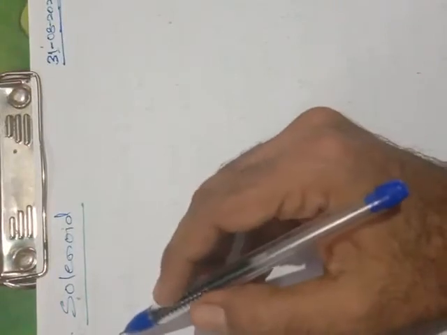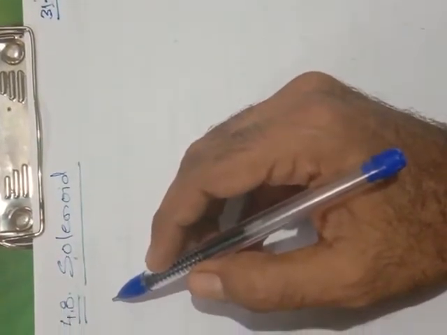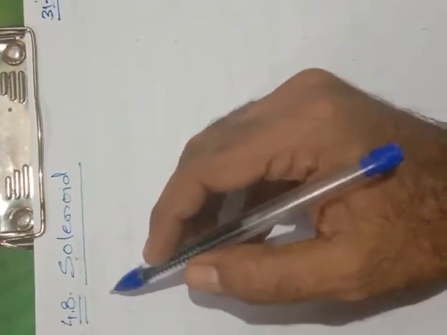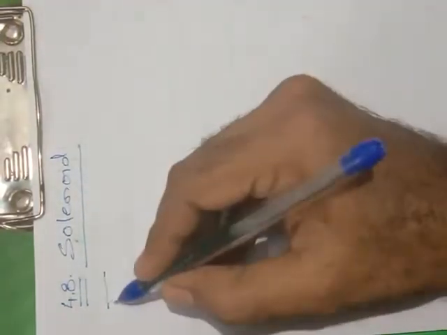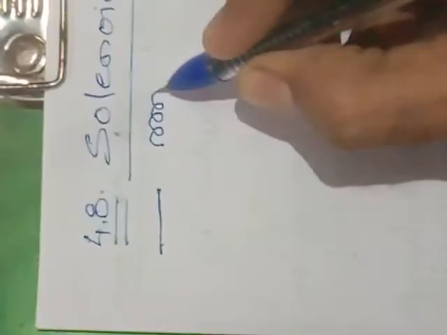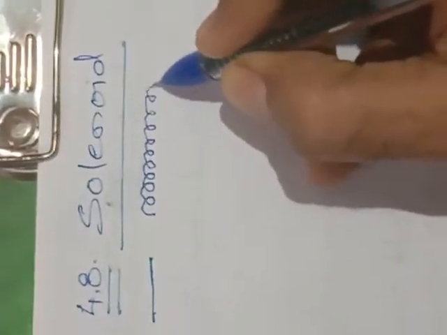We have already completed Ampere's circuital law and the application of Ampere's circuital law in 4.7, on Saturday. So what does solenoid mean? A solenoid is a circular, closely turned insulated wire. What is done? Suppose this is the wire. This wire is taken and turned in the form of a circular ring in this way.